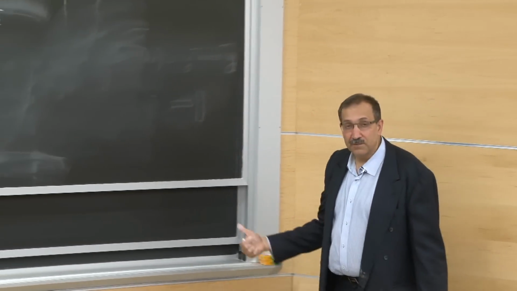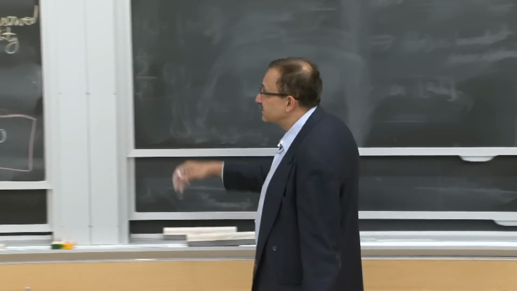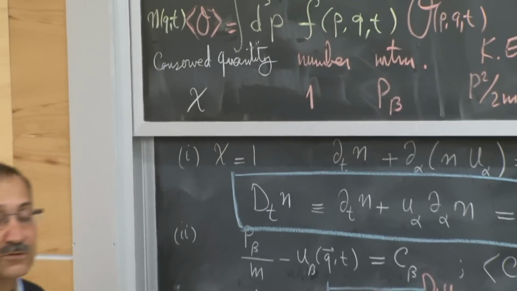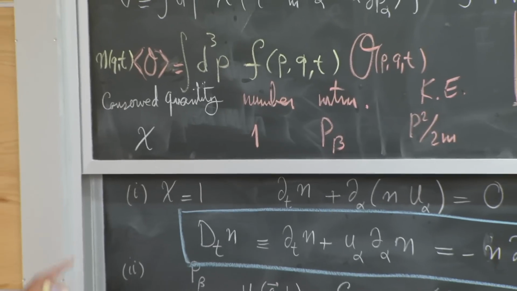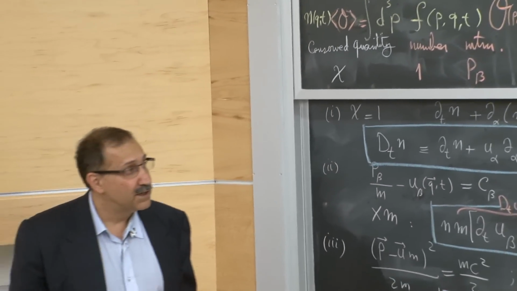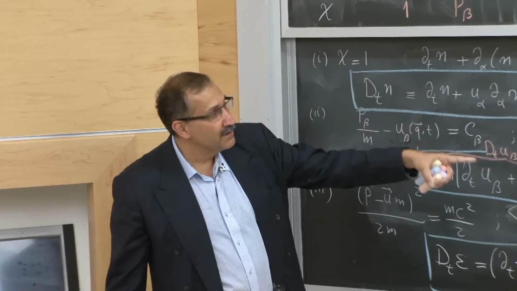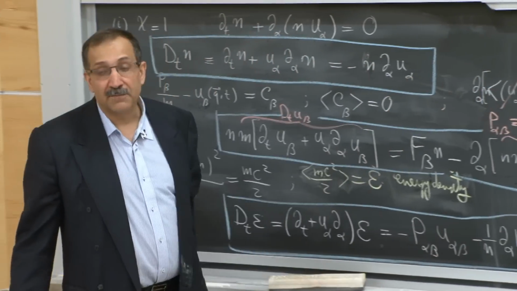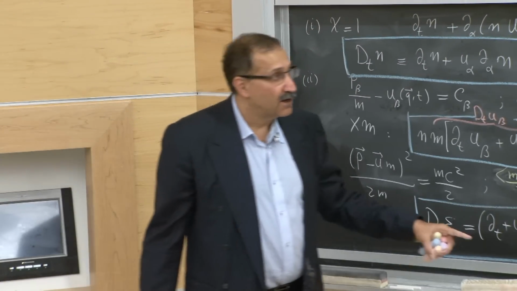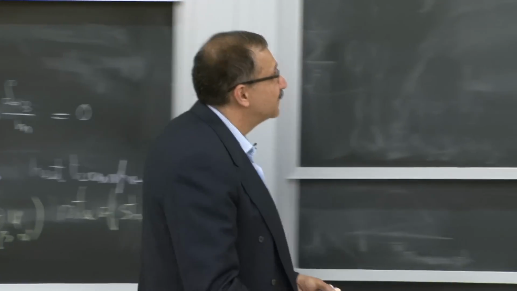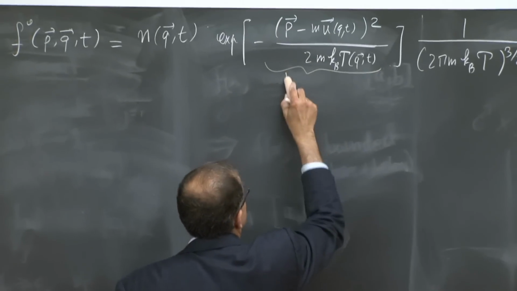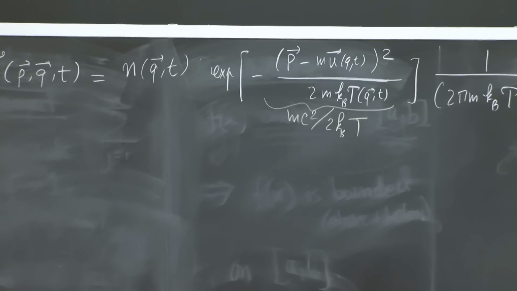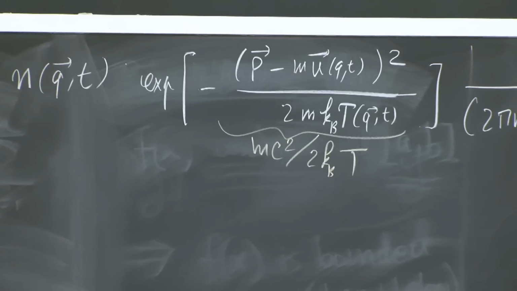And you can check that the form that I have written here respects the definitions that I gave. Namely, that if I were to integrate it over momentum, since the momentum part is a normalized Gaussian, I will just get the density. If I were to calculate the average of P over m, I have shifted the Gaussian appropriately so that the average of P over m is the quantity that I'm calling U. The other one, let's check. Essentially, this quantity is the same thing as mc squared over 2kT, if I use the definition of C that I have over there. So it's a Gaussian weight.